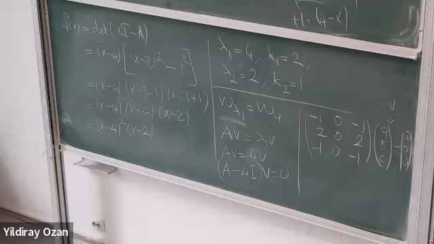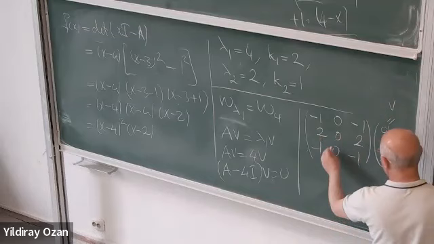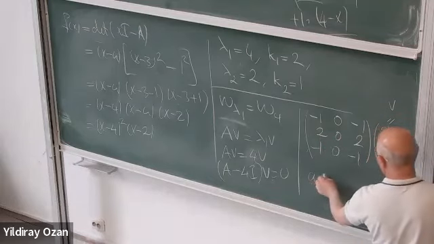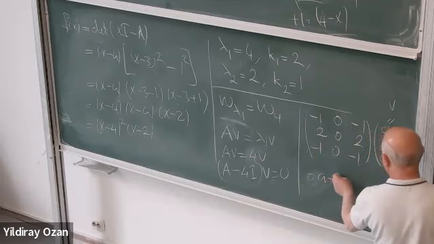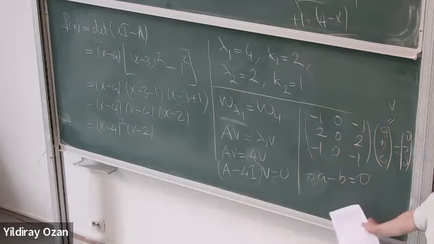Well, this is rank 1, right? There is only one linearly independent row, 1, 0, 1. All others are just multiples. So this is just, okay, basically minus a minus c equals 0. And then 2a plus 2c equals 0. And minus a minus c equals 0. So there is only one equation.